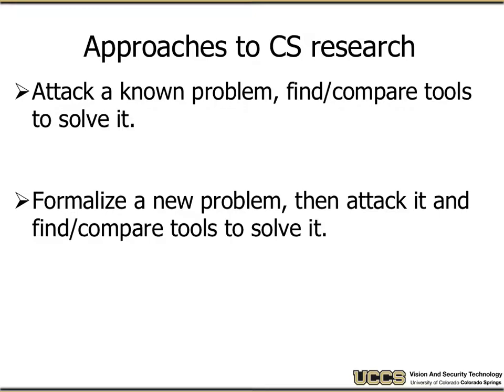The next most common is to formalize a new problem and then attack it and find and compare tools to solve it. This is by far the easier way to get something published that no one will care about, right? Because if I invent a novel problem and a novel metric and no one cares about the problem, then I might get it published because it's novel, and then after a little while no one will care because they recognize it's novel because no one cares. It's not that no one could solve that problem before, it's that no one cared to solve that problem before. So if you go down this path, just make sure you choose something that people will actually care about.